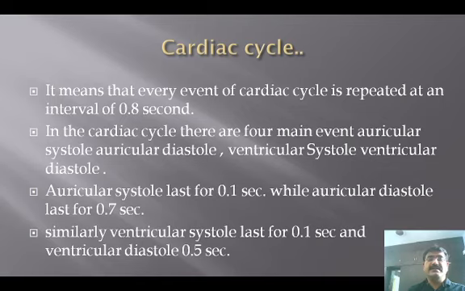In the cardiac cycle there are four main events. They are the auricular systole followed by the auricular diastole, and the ventricular systole followed by the ventricular diastole. These are the four major events which take place during the cardiac cycle. We already know that the auricular systole requires 0.1 second, auricular diastole requires 0.7 seconds, ventricular systole requires 0.3 seconds, and the ventricular diastole requires 0.5 seconds.